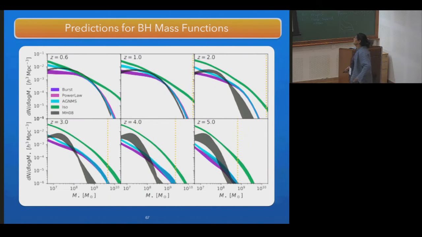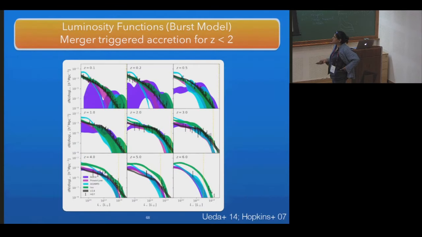So we can predict these mass functions. These are not measured yet. None of these are measured. So these are predictions for the various models. Then you can also predict luminosity functions, right? I have a nicer version of this plot. This is a little cluttered because I'm showing you all the models in this. I'll show you the models that perform best in the next few slides, okay?